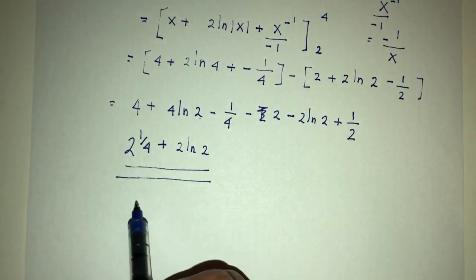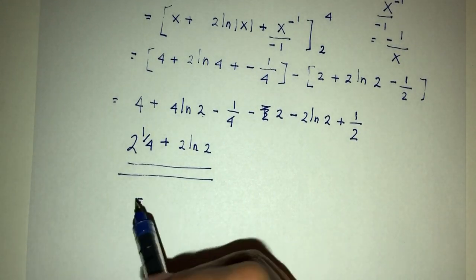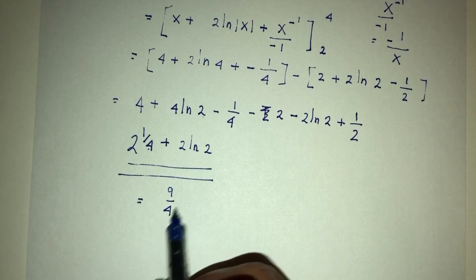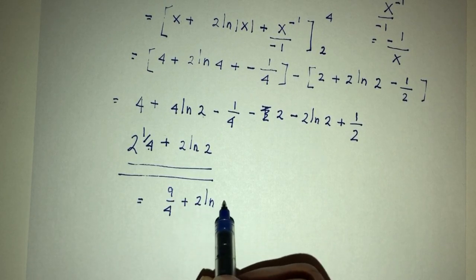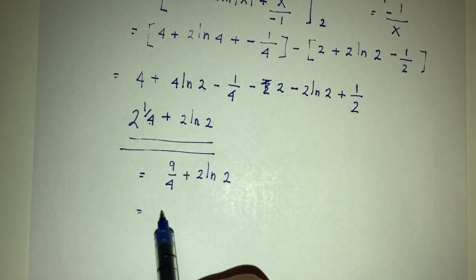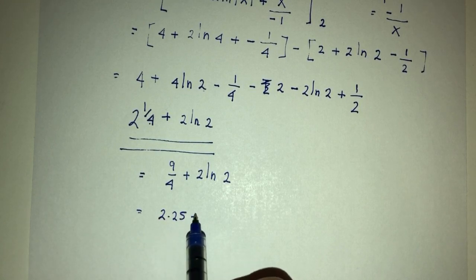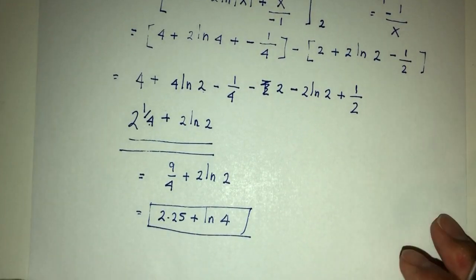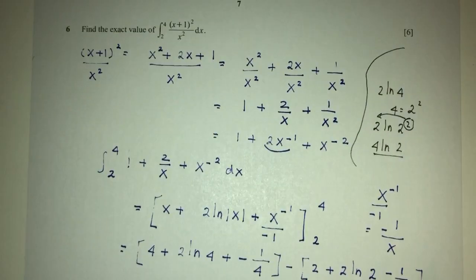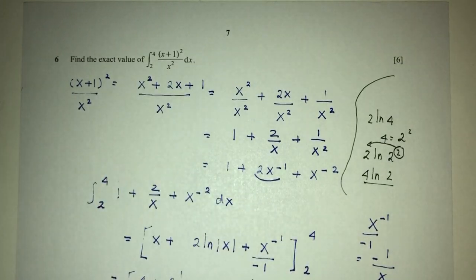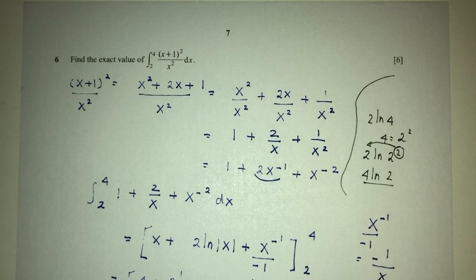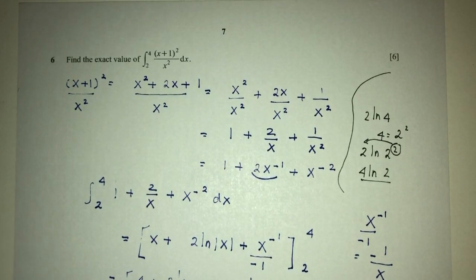Or you can expand this and write it in the improper way, which is 2 times 4 is 8 plus 1 is 9, so 9 over 4 plus 2 ln 2. Or you can write 2.25 plus ln of 4. It is up to you. You can choose any of them as your answer. Okay, so the main point is that sometimes it will look hard to solve the question. We have to break it down into smaller pieces so we can solve it easily. That will be question number 6.